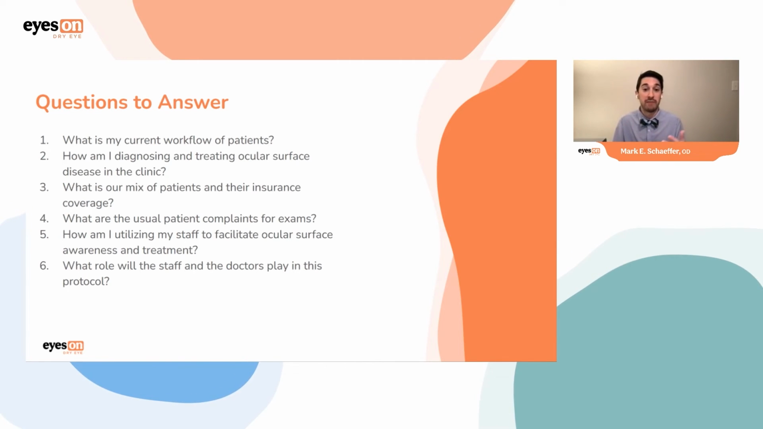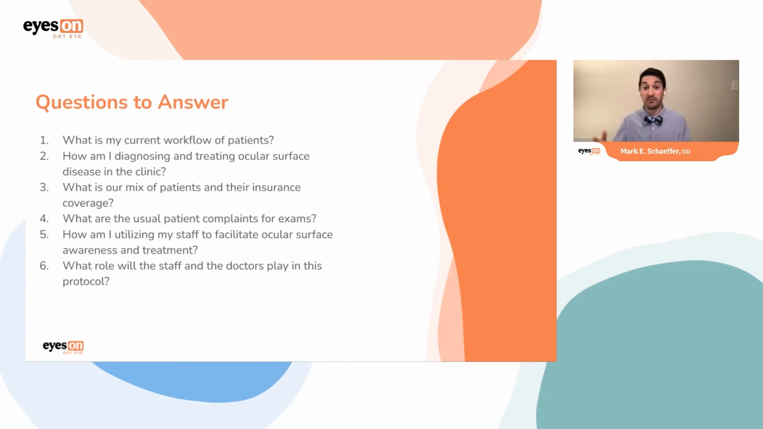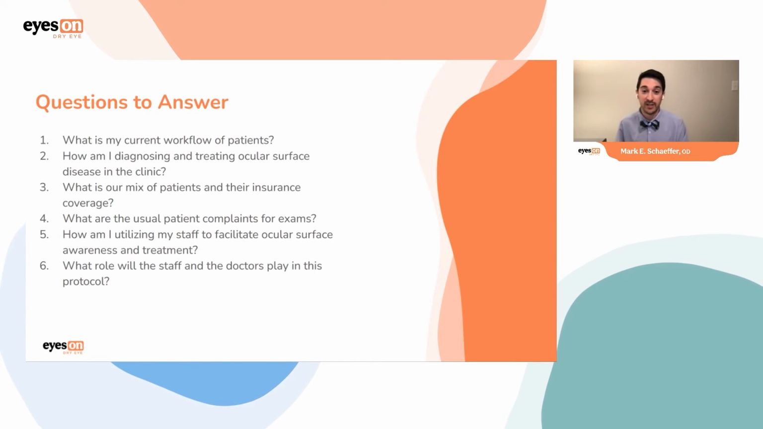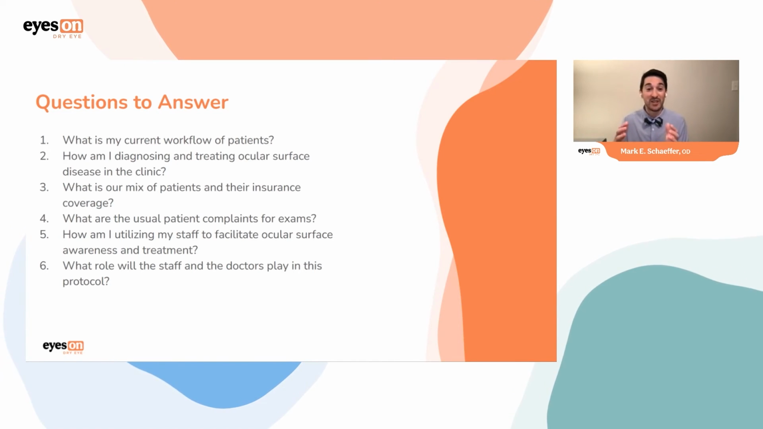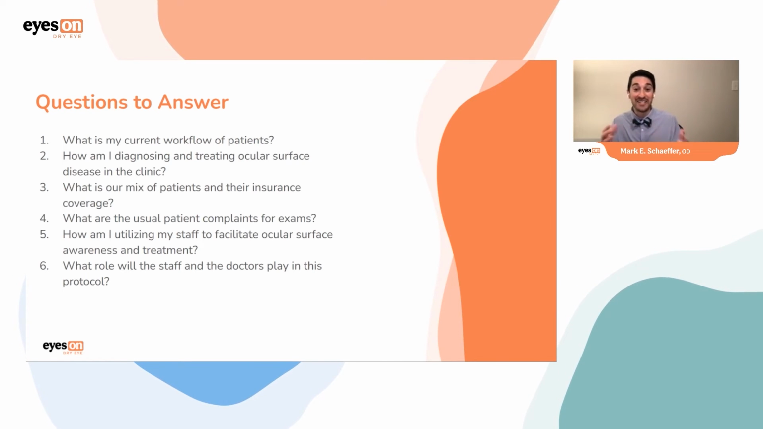All of this is going to matter to you differently than it does for me, because 24,000 square feet in my office with 14 exam lanes. I have space for a dedicated dry eye treatment room. You know, if you're in New York City and you've got 500 square feet for you to do everything, you know, a dedicated dry eye treatment room may not be what you need.